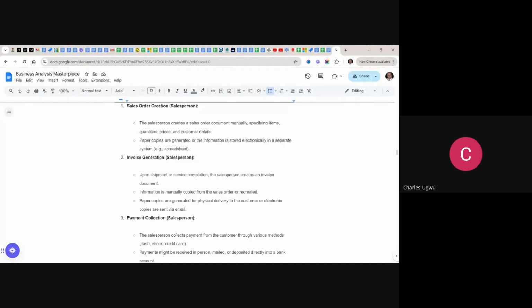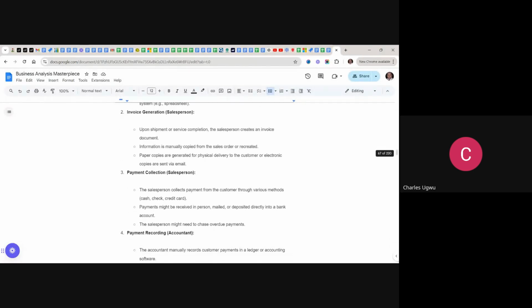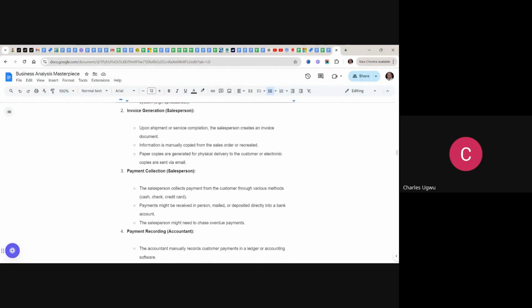The salesperson narrates how they generate the invoice, and then payment collection. They will tell you how they collect payment here. This payment collection is handled by the same person, the salesperson.